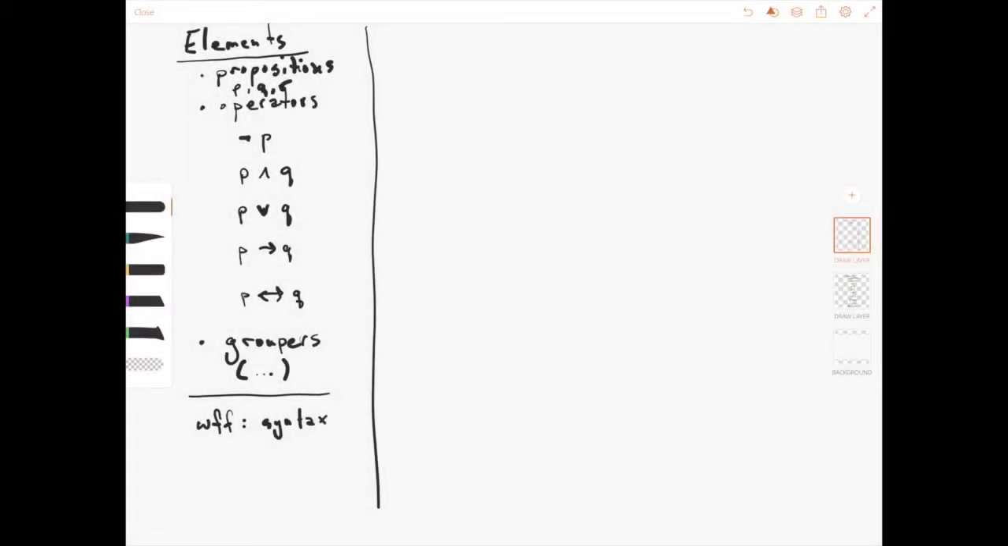Now that we have laid out the elements of propositional calculus, that is, propositions, operators, groupers, and this overall idea of the proper use of these symbols so that we construct well-formed formulas, we can look more closely at the five operators as functions and see how these operators behave.